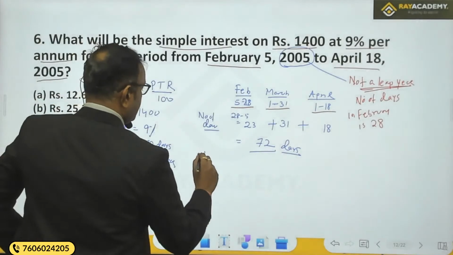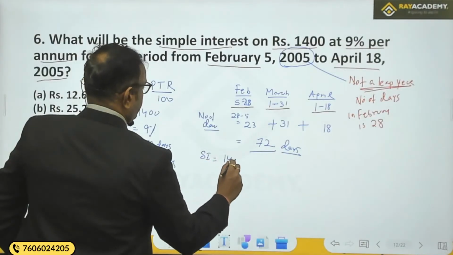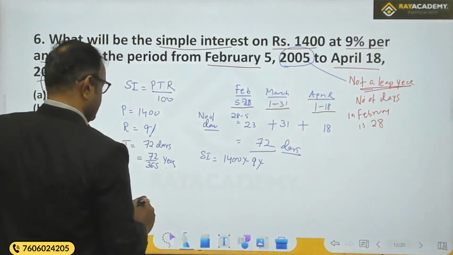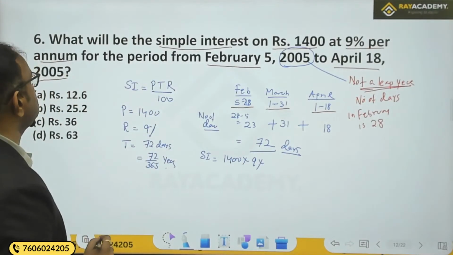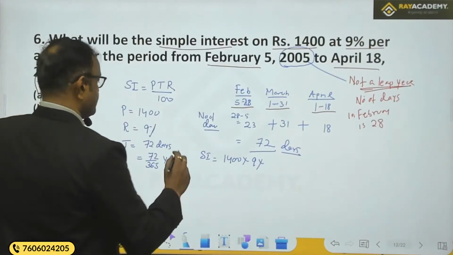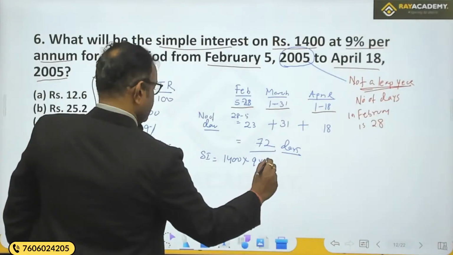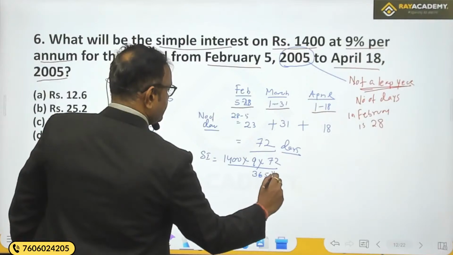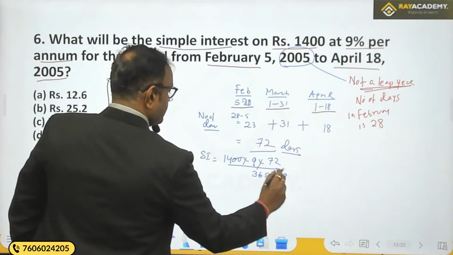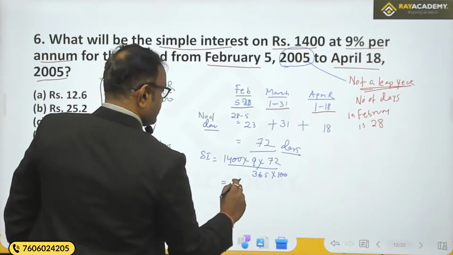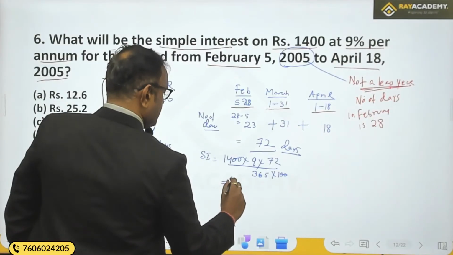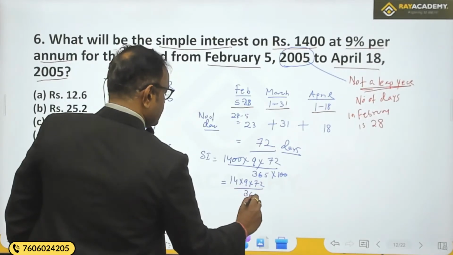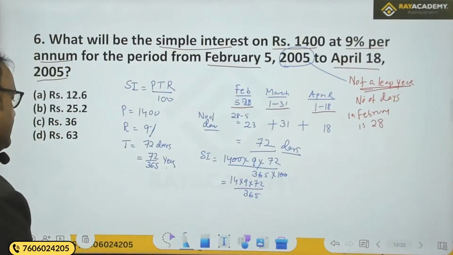So our formula will be SI equals to PRT by 100, that is 14 into 9 into 72 divided by 365. So this is the thing. So you will get 14 into 9 into 72 divided by 365. Get the answer over.